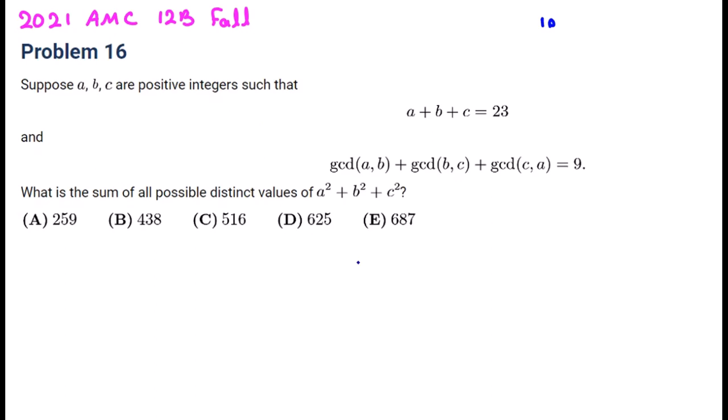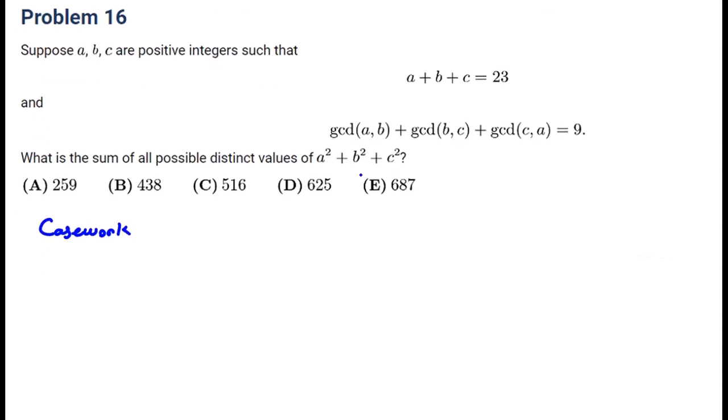Okay, for this problem, we use casework. Casework on what? We know GCDs are at least 1. Here, we consider the maximum one is 7; it cannot be greater than 7 for the GCDs. Okay, we don't need to calculate permutations because at the end we want to find a squared plus b squared plus c squared, which is symmetric with respect to a, b, c.